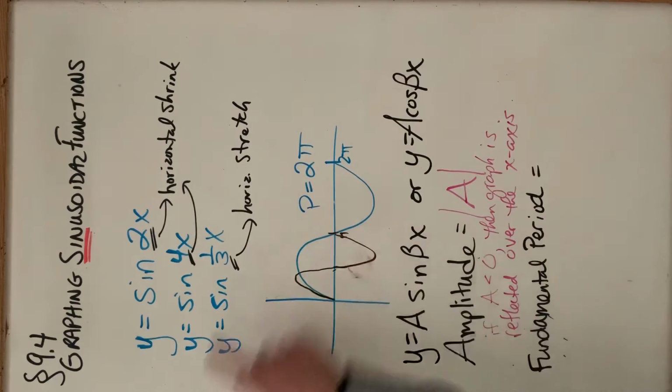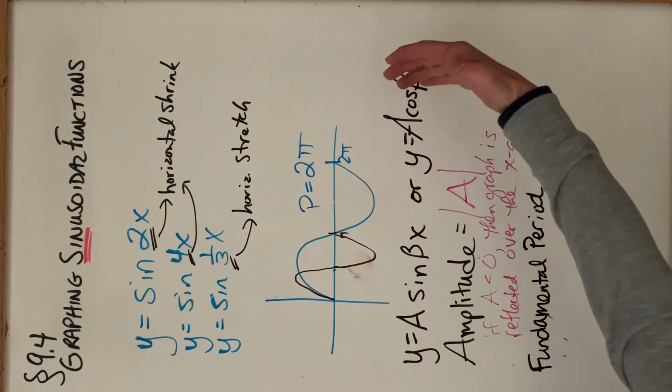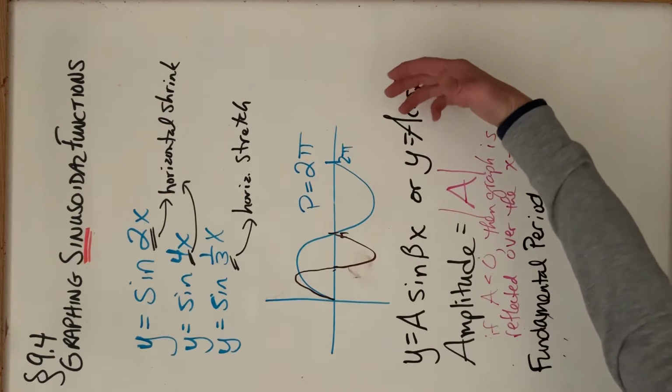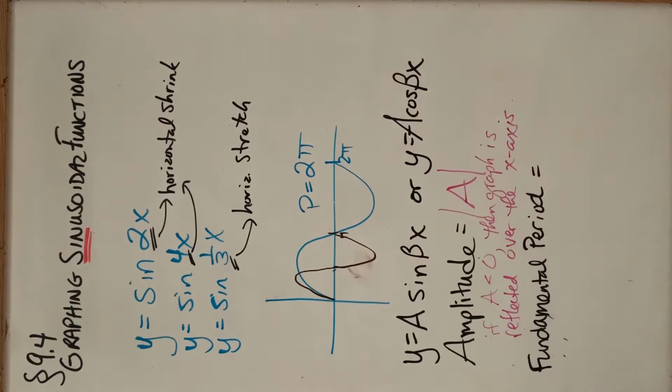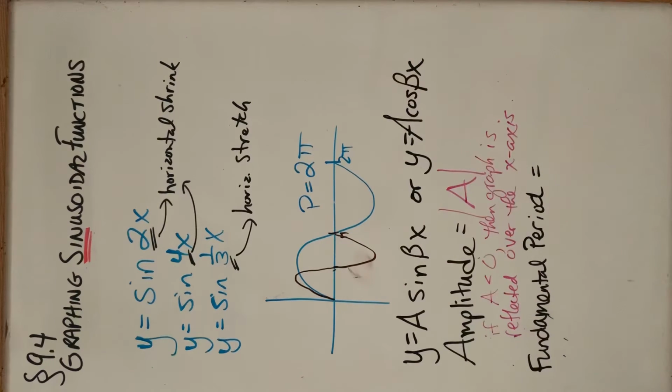If it's a stretch, let's say by 1/3, that means we're making it 3 times bigger. Our period would have to be 6 pi, right? Because we're making it 3 times as big, so 3 times 2 pi would give us that period of 6 pi. So where does that come from?